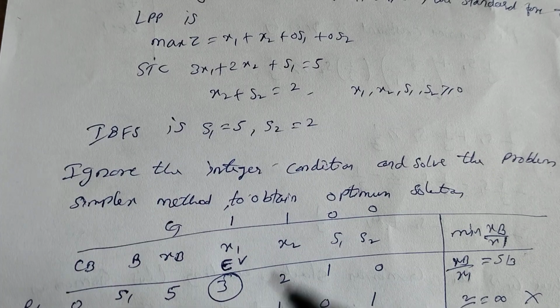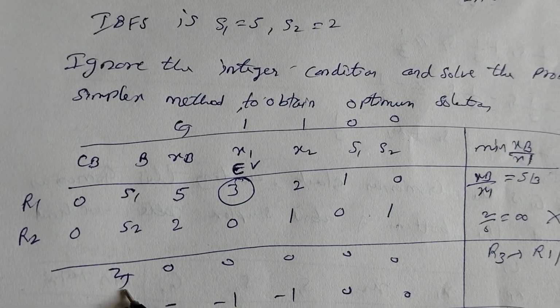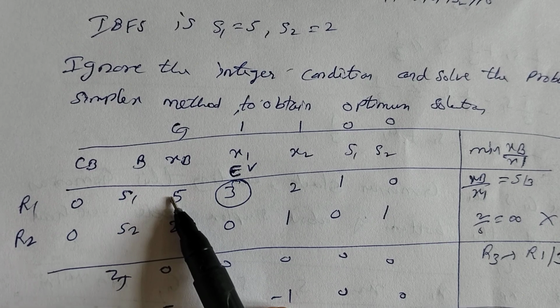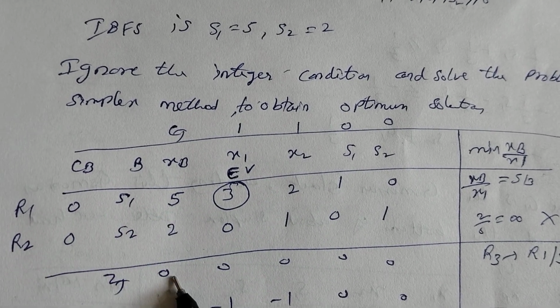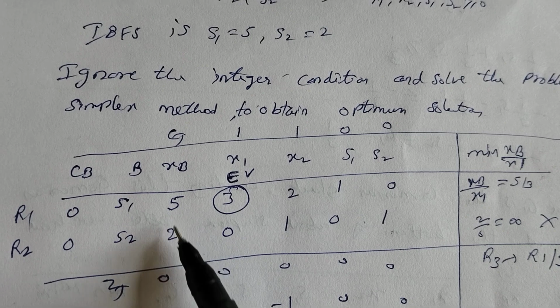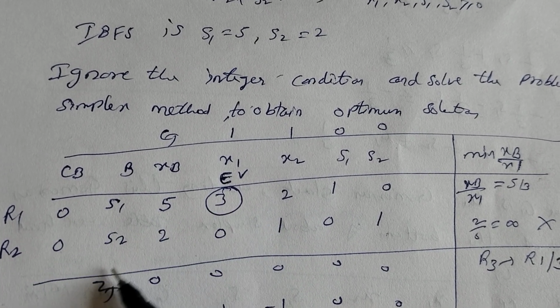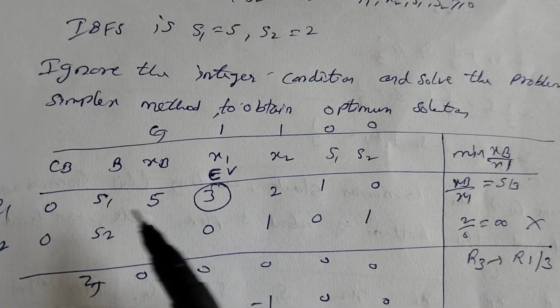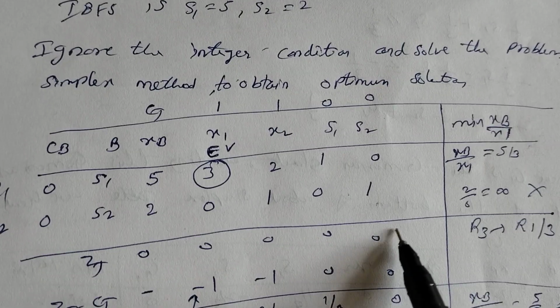Now go for finding the value of Zj. Zj is the summation of Cb into Xb, that is 0 into 5 plus 0 into 2. The sum of these two is written here, so 0 into 5 plus 0 into 2 is 0. Similarly, the remaining, 0 into 3 plus 0 into 0 is 0, and 0 into 2 plus 0 into 1 is 0. Similarly you have to write all the values.